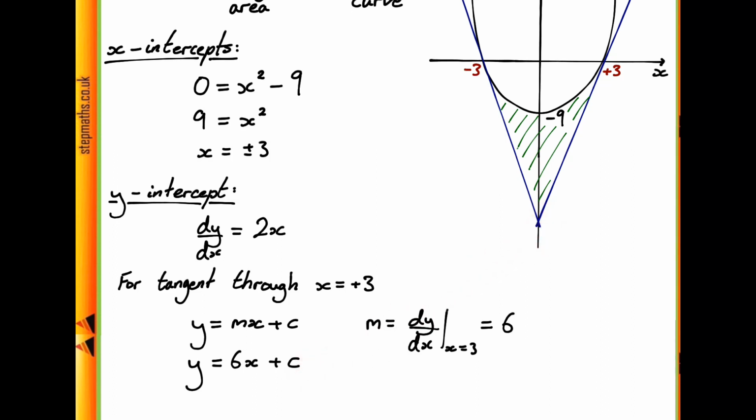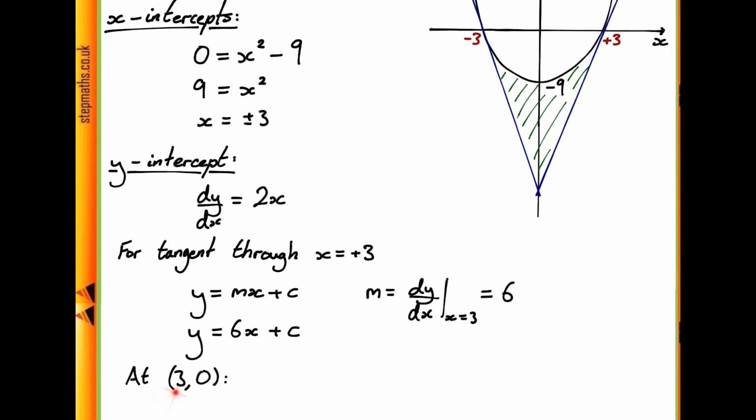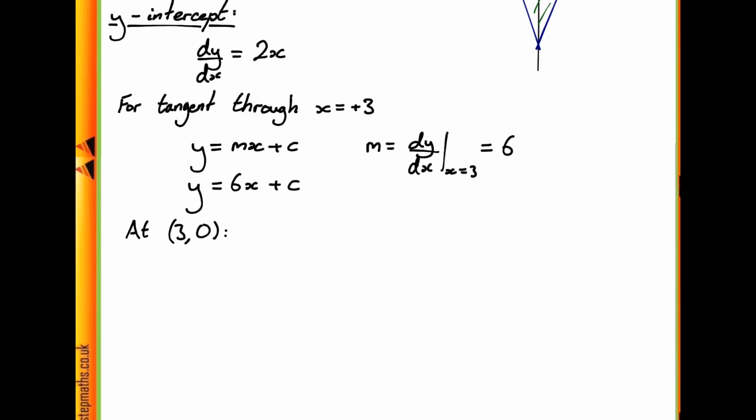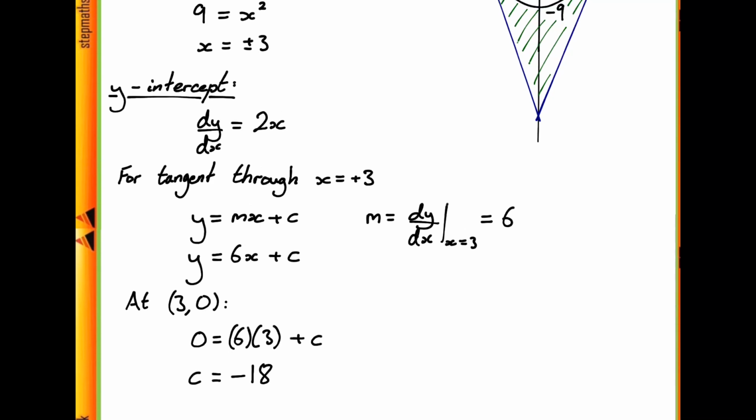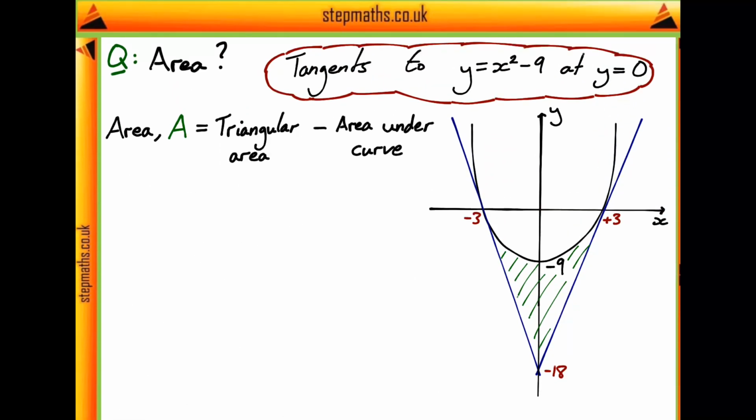So we need to find that somehow. The way to find this is to sub in some known values for y and x, since then c is the only unknown. The only point which we know that this tangent passes through is the point at which x is 3 and y is 0. If we do that, this gives us the equation 0 equals 6 times 3 plus c, which we can rearrange to give c equals minus 18. So the y-intercept c is minus 18, giving us a final graph which looks something like this. Now that we've found all this information about our graph, we can go ahead and find some of our areas.